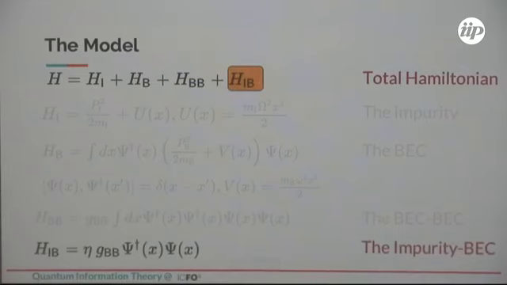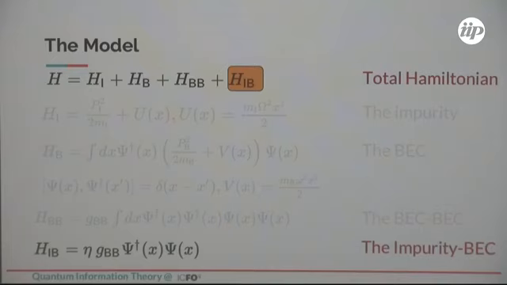And then in the end of the day, of course, we want to acquire information about the BEC. We have the interaction between the impurity and the BEC. So I put this GBB equal to the same one as in the BEC-BEC Hamiltonian, so that we capture the strength of the interaction between the impurity and the BEC in this eta here. So the bigger this eta is, let's say, the bigger the interaction is between the impurity and the BEC.